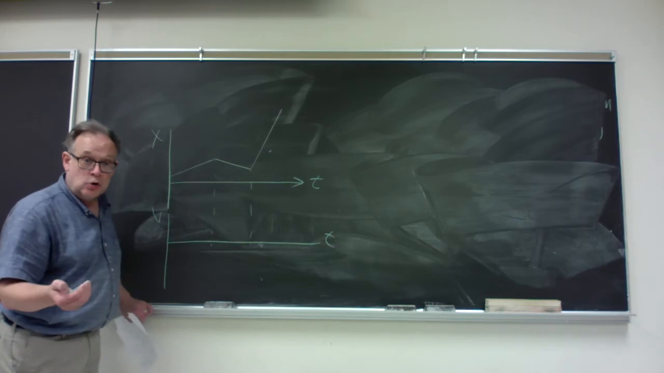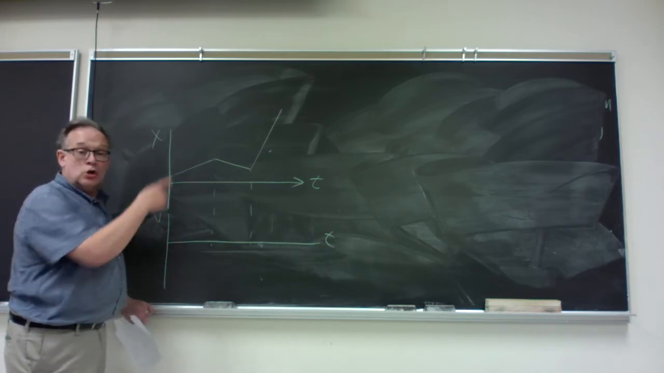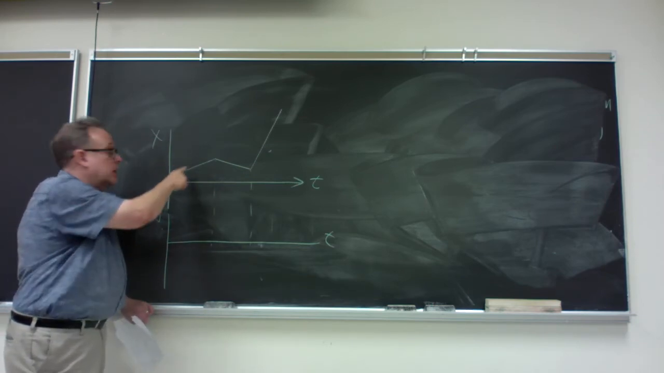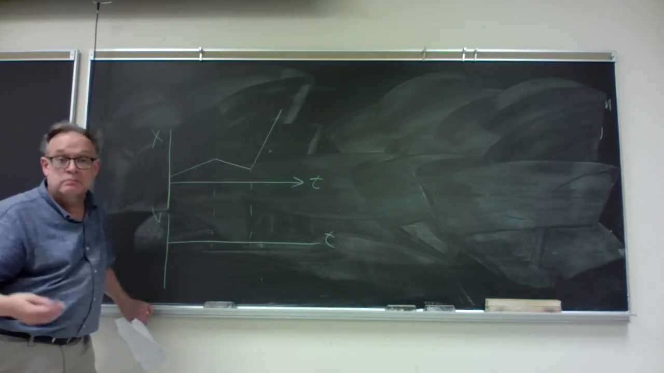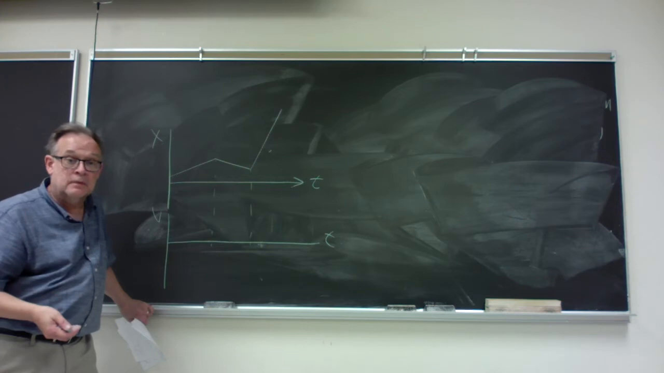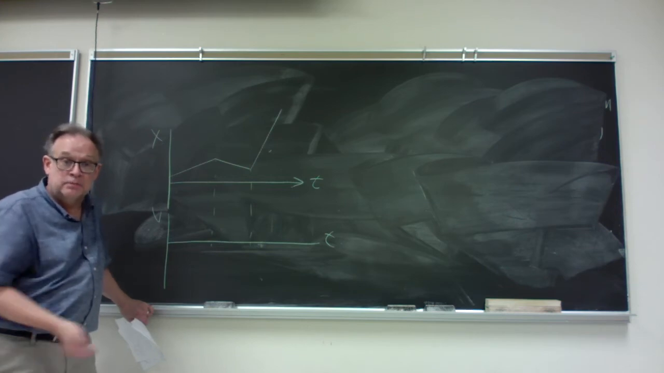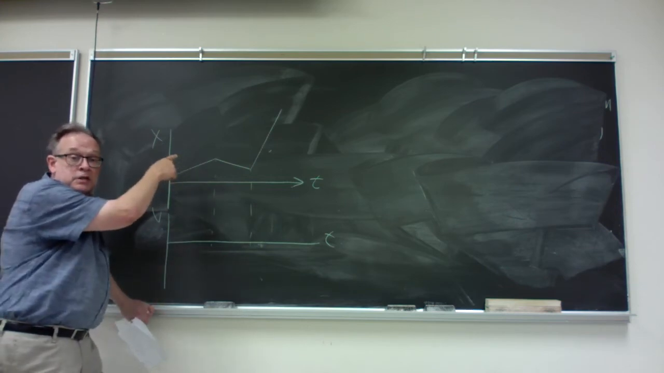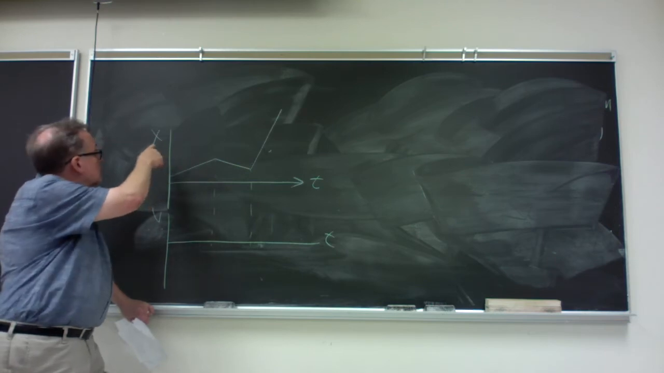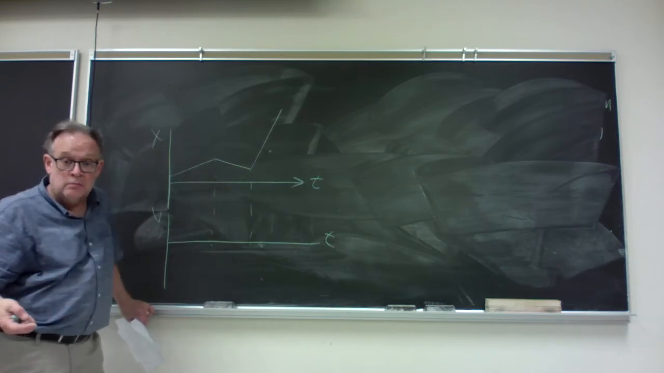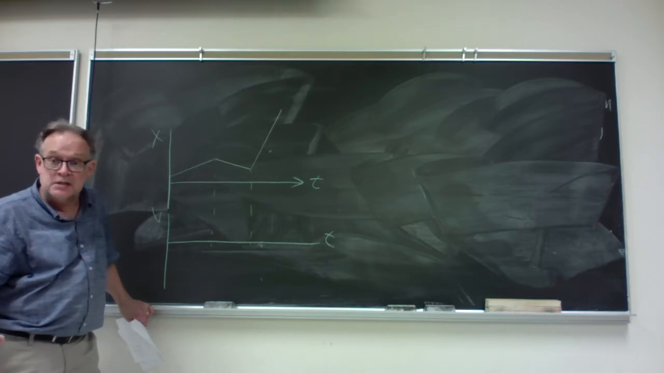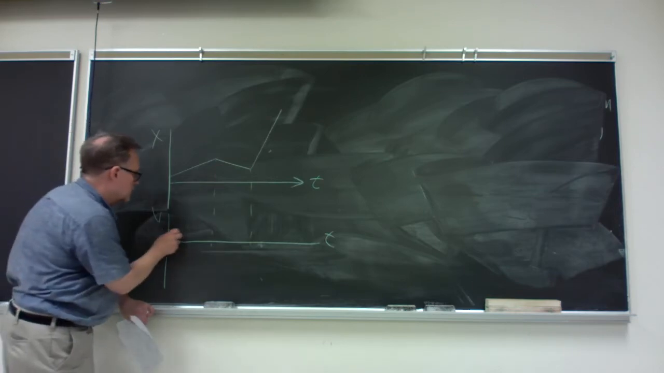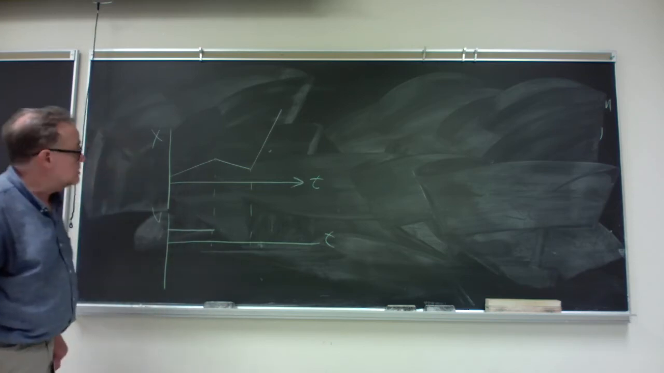Okay, remember the slogan. On a position graph, slope is velocity. So what do we have here? A constant slope, because it's a straight line, and positive slope. Constant positive slope in a position graph means constant positive velocity because slope is velocity. So there's a constant positive velocity.